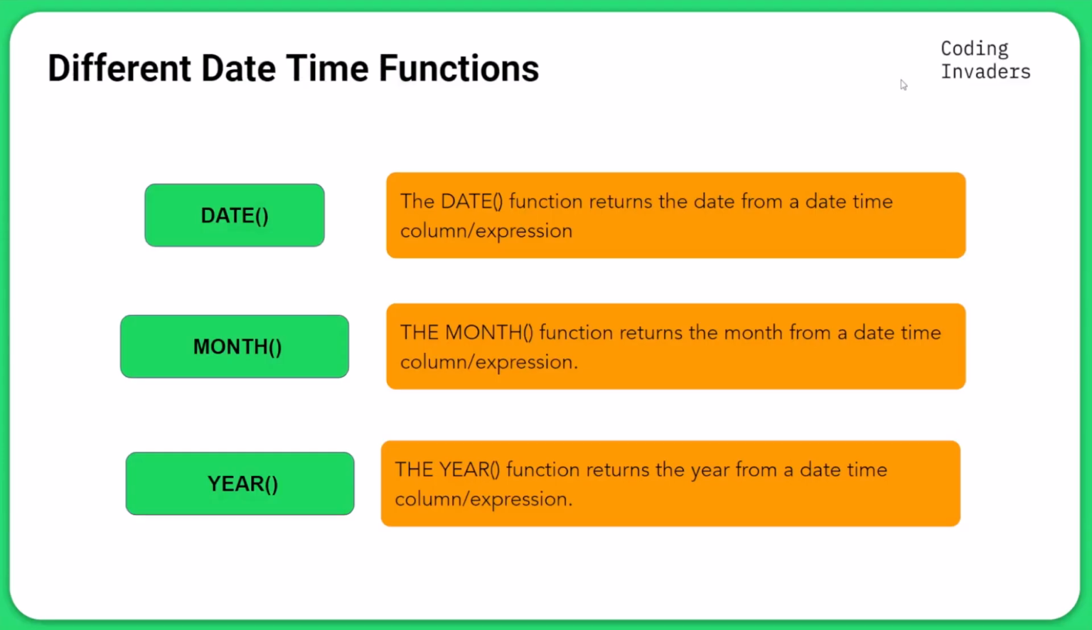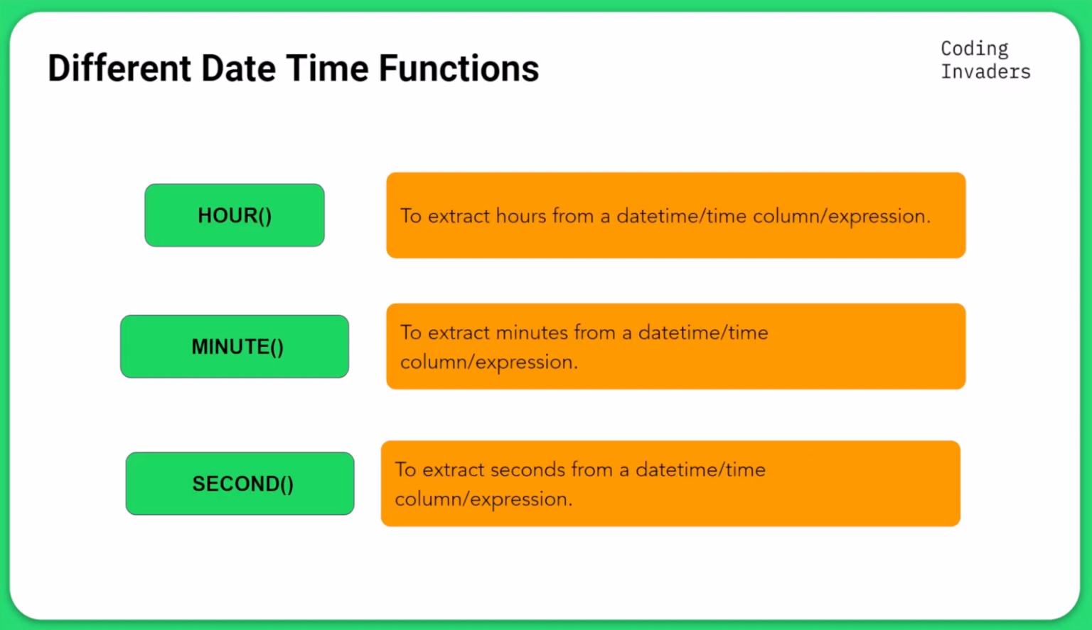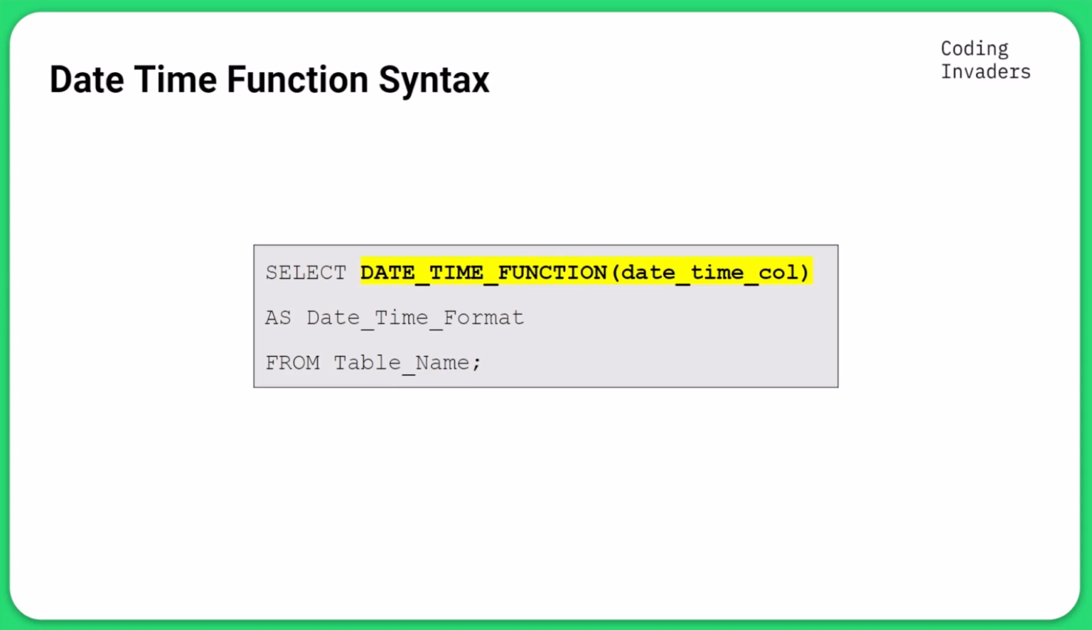Now let's summarize. So we looked at the date function that returns date from a date time column. Then we looked at the month function which returns month from a date time column. Then there was a year function to return year, right? And we also looked at hour, minute, and second. So they extract the hour, minute, second respectively from the date time column. So this is the general syntax of the date time function. Similarly, like we looked at in the last session, we write the function, and within the function, we provide the date time column.